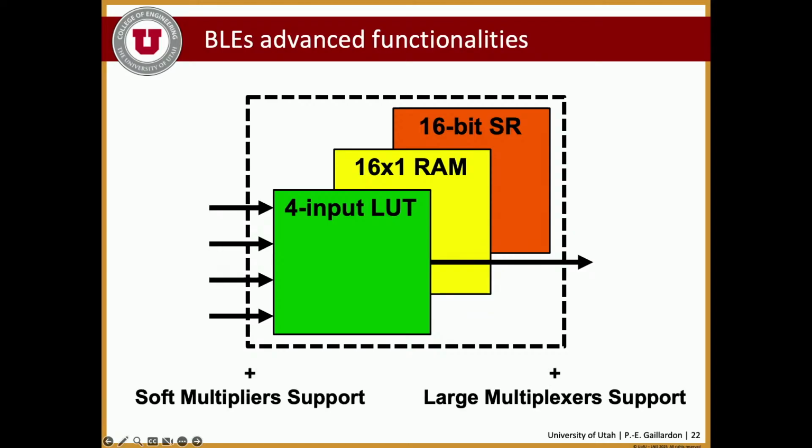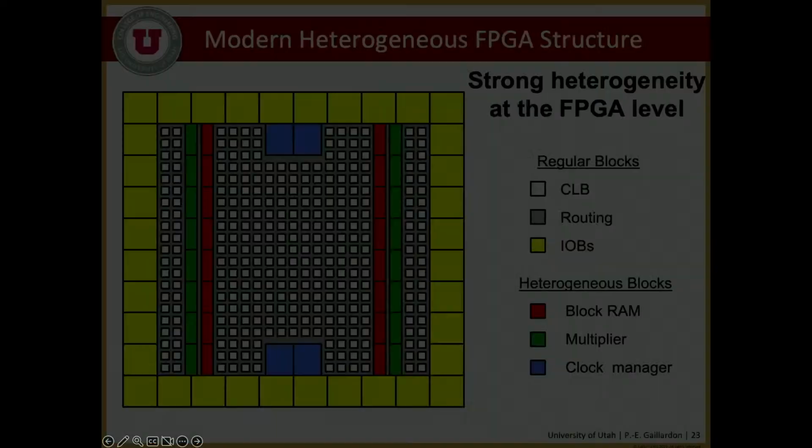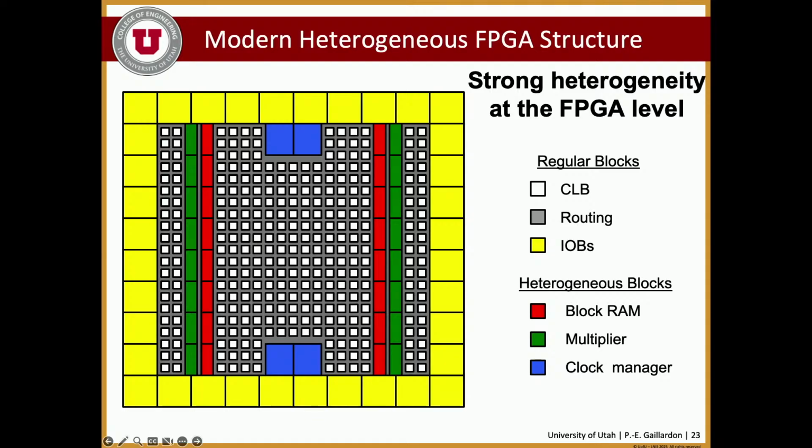So on top of that, you have large multiplexer support, soft multiplexers, a bunch of different stuff, right? So the question would be that these blocks are now very versatile. How do we efficiently use them? And that's where EDA tools will have to come into play. But before we look into that, this is what a modern FPGA structure looks like.